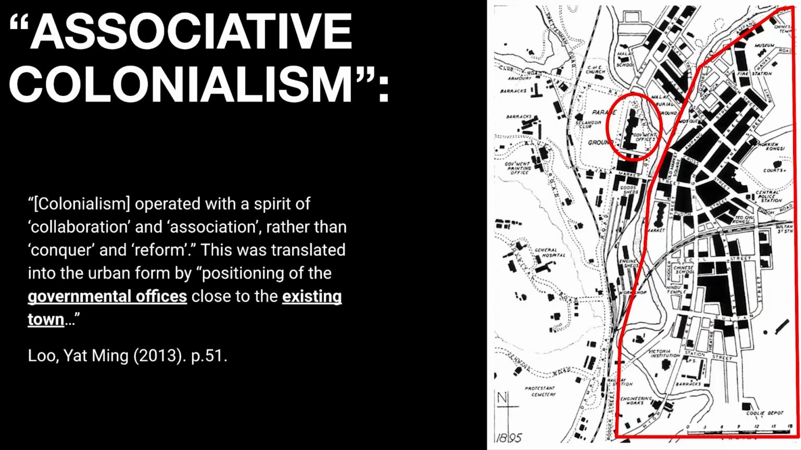Associative colonialism, for example, is described by Lou as operating within a spirit of collaboration and association, rather than conquer and reform. This was translated into the urban form by positioning of the government offices close to the existing town. And here on the right, we can see the map that Lou used, and these things can be made more legible by outlining in red, for example.